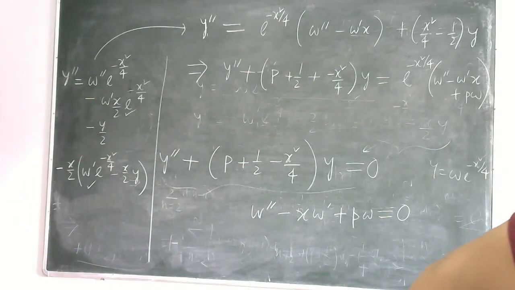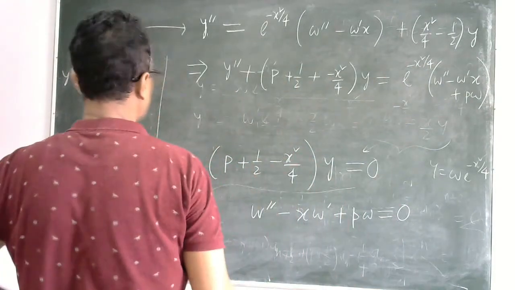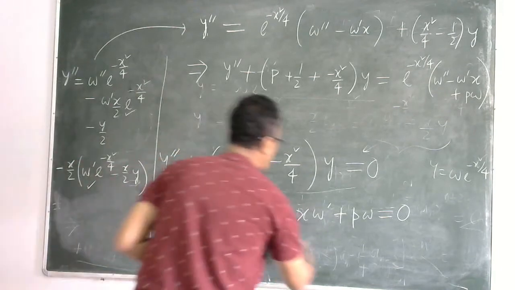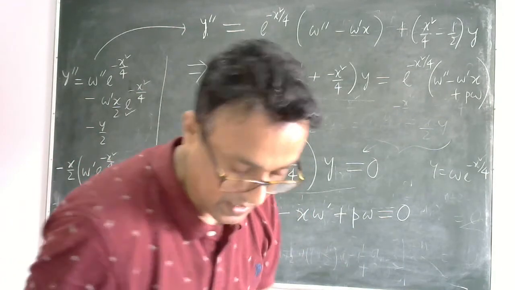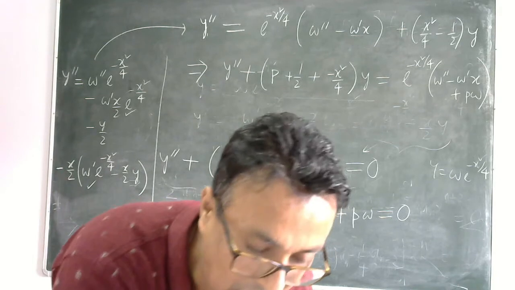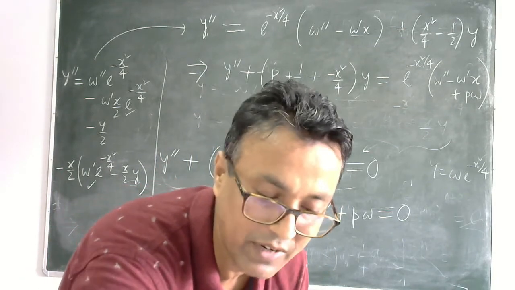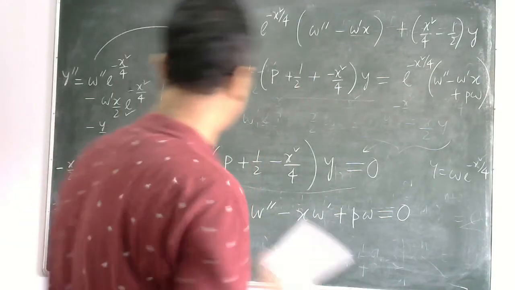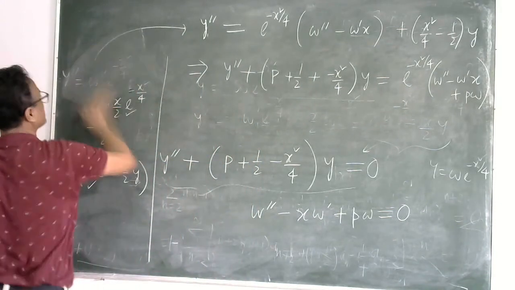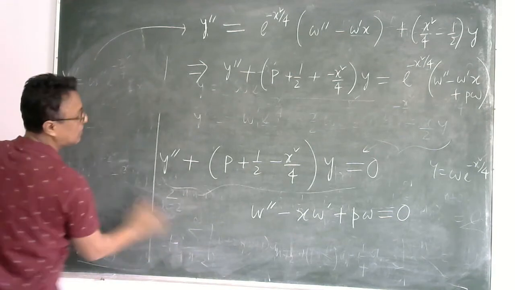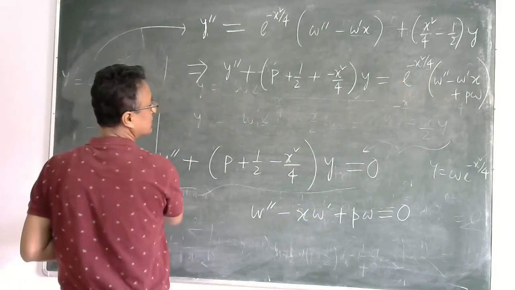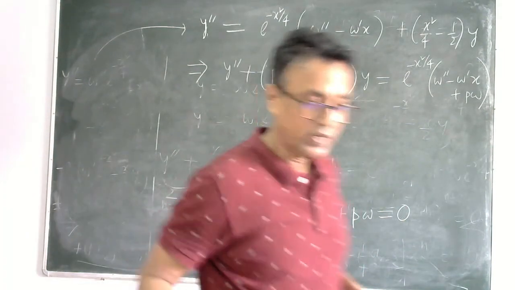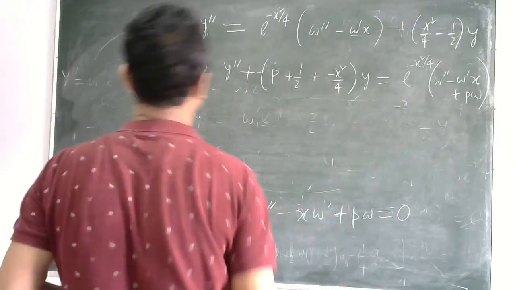Okay? So now let us try a new power series for this. I'll do it quickly. I'll do it halfway through, and then you'll have an idea that the recurrence formula is going to contain only two terms. Okay, so let me just confirm whether my equation is correct or not. Yeah.